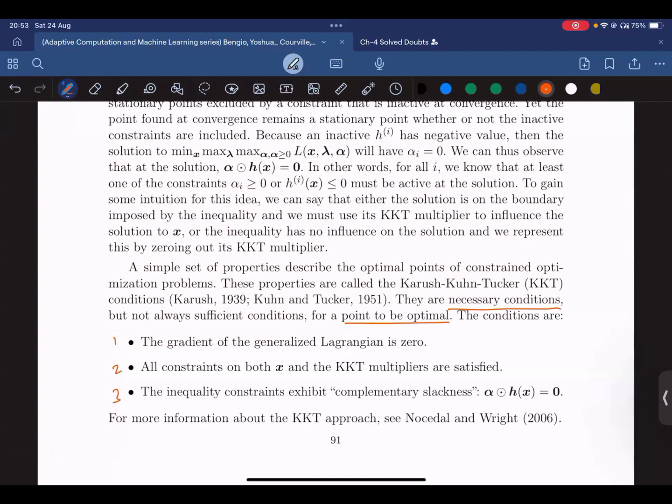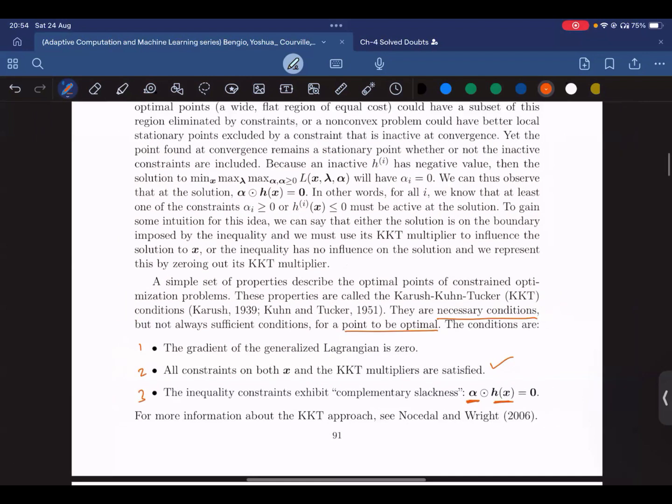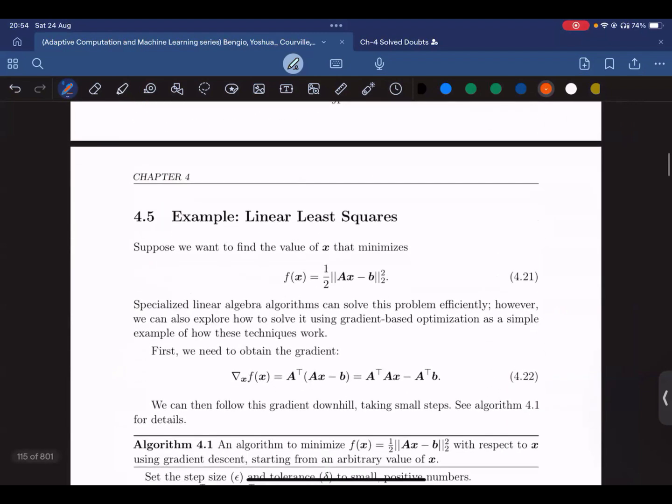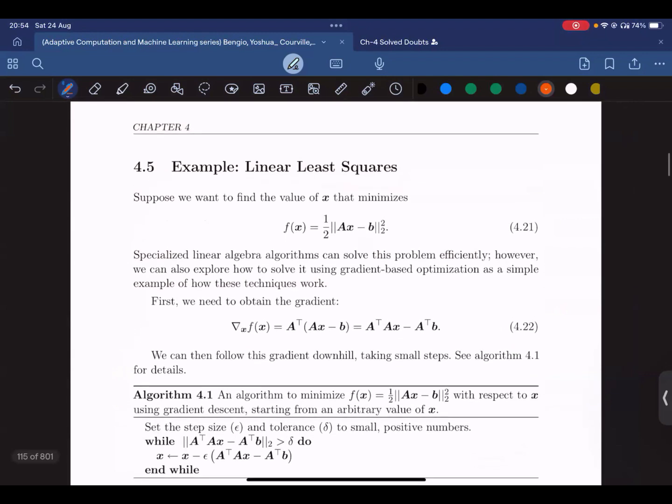So the necessary conditions for the point to be optimal are that the gradient of the Lagrangian is zero, the constraints are satisfied, and the inequality constraints exhibit complementary slackness. Complementary slackness means that in the solution, either the alphas are zero, or the inequality constraints are active. So this was about KKT. The book hasn't described much about KKT here, but in future chapters, if we come across it, we can go through it again.